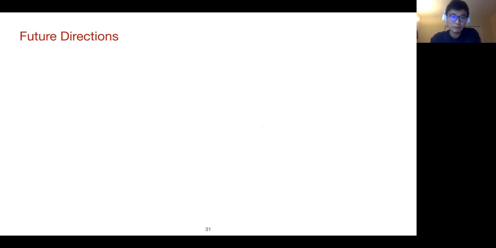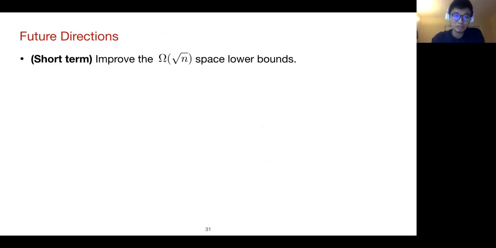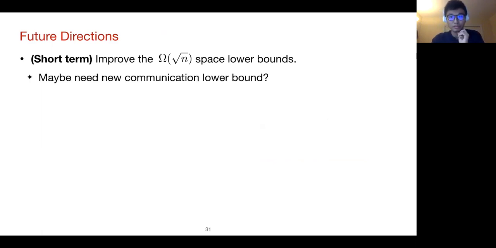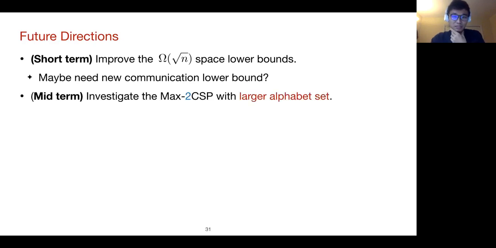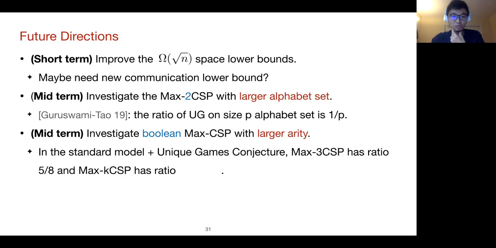And for future directions, in the short term, it is very interesting to improve our root n space lower bound to a better lower bound, because we know that for Max-DICUT there's a linear lower bound. And in the midterm, it's also interesting to generalize to more families of Boolean CSP problems, like with larger arity or with a larger alphabet set.